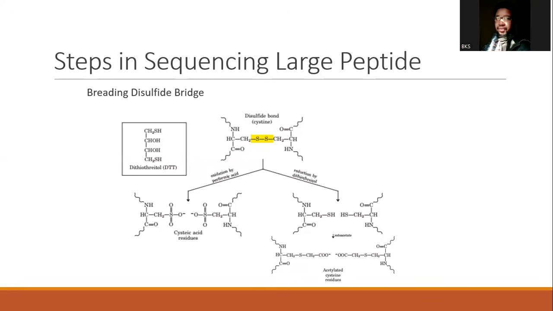You add iodoacetate. This iodoacetate will form a kind of modified cysteine residue. So you have a cysteine residue that will attach to acetic acid, giving carboxymethylated cysteine. This carboxymethylated cysteine cannot come back again to form a disulfide bond as in cysteine. Therefore, you succeeded in breaking this disulfide bridge.